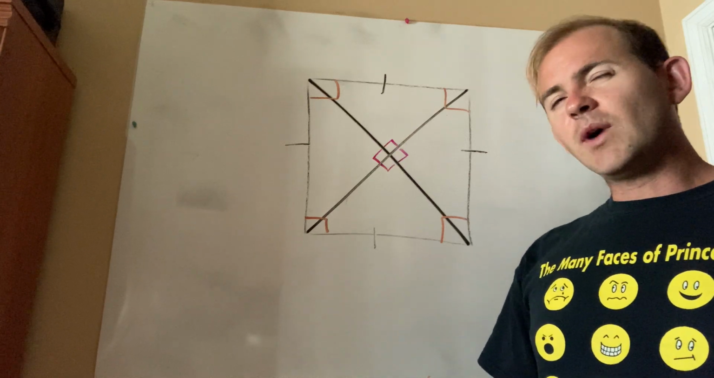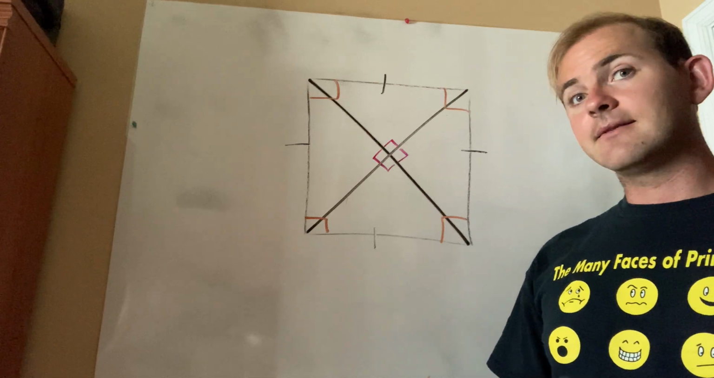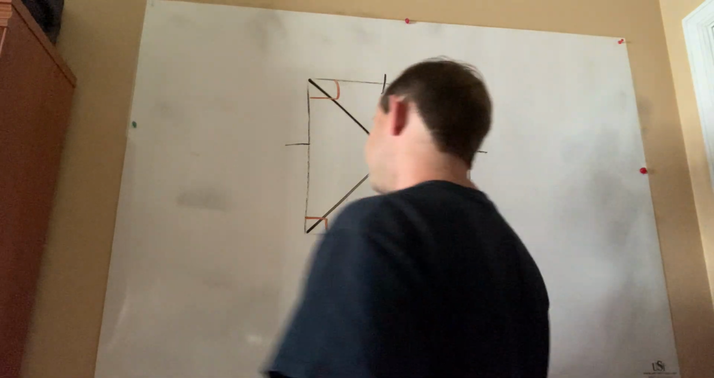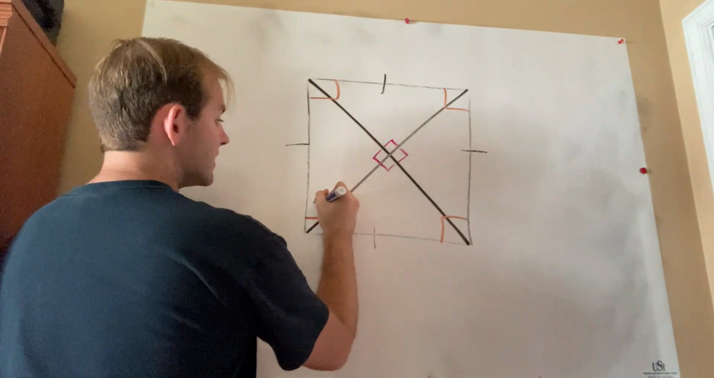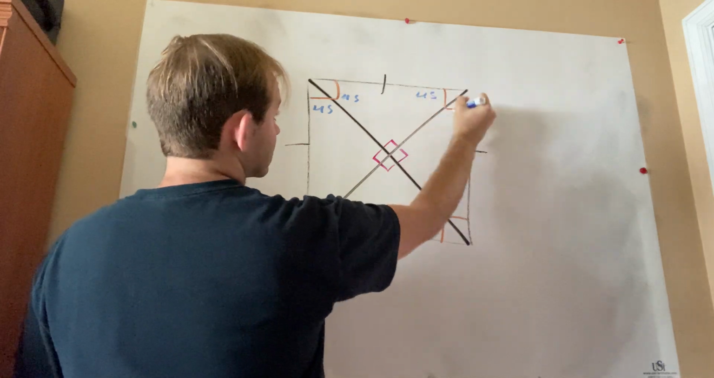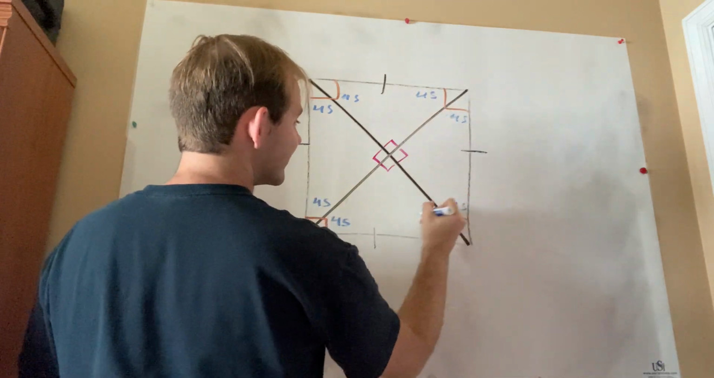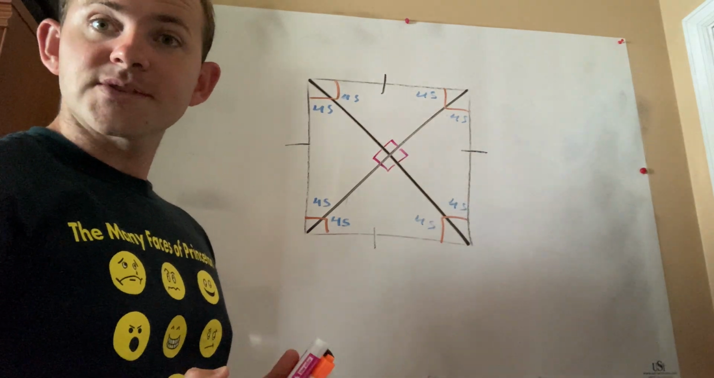Tell me this, guys. What happens when I bisect 90 degrees? What's half of 90? Oh. So what that means is I actually happen to know each one of these itty-bitty angles all around. Okay, I actually know that these are 45s all around, which fills in a lot of missing pieces.